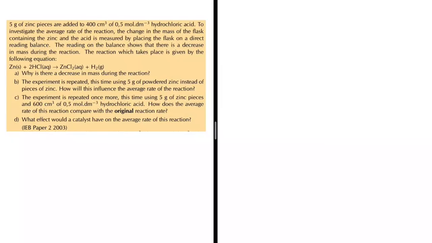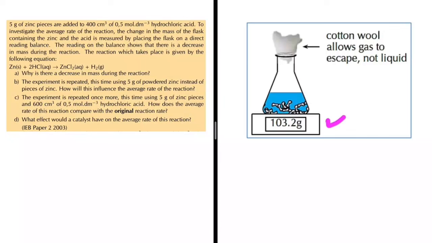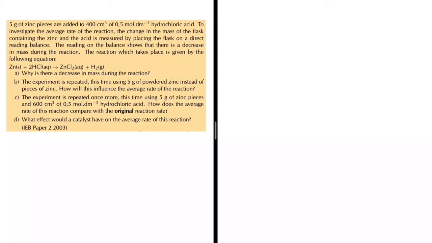So you can see that this setup is one of those situations that we talked about when measuring the rate of a reaction, where you can place your conical flask, or whatever contains the reactants, on top of a scale, and then that decrease in mass can be used to calculate the rate of reaction. But anyway, let's take a look at the first question. A. Why is there a decrease in mass during the reaction?